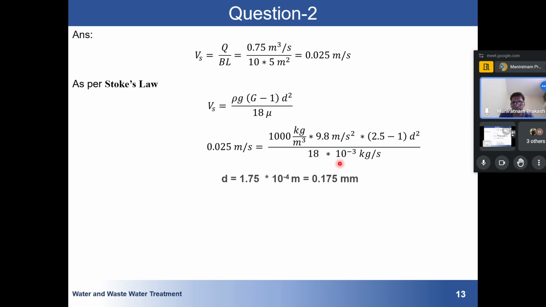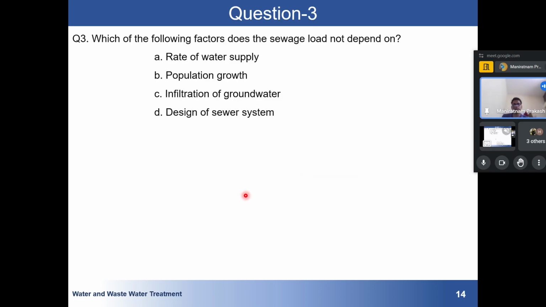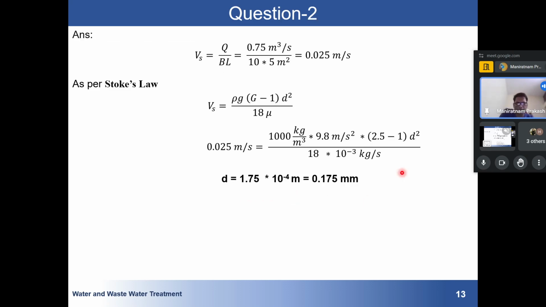Okay. So this will be d, 1.75. This is the final answer. You have to report your answer as 0.175 mm.